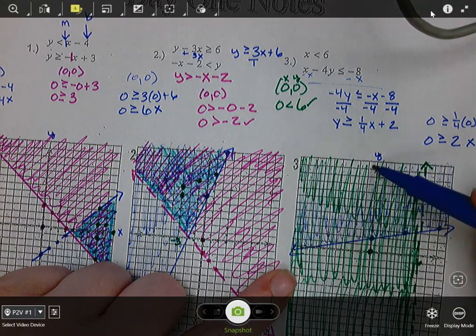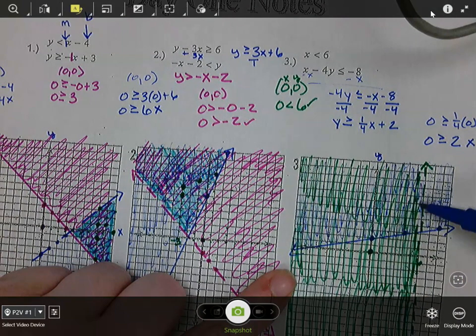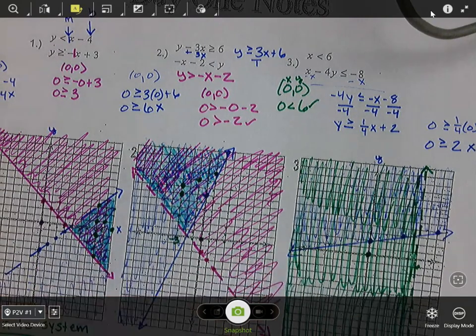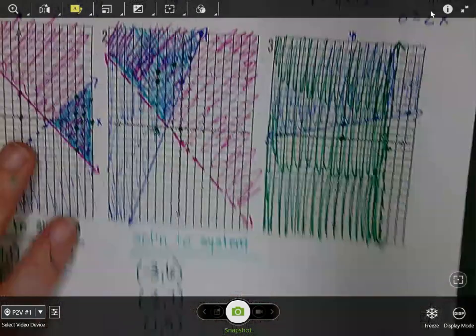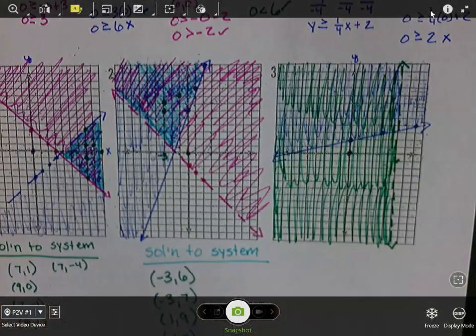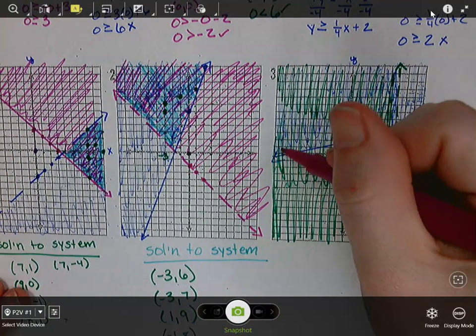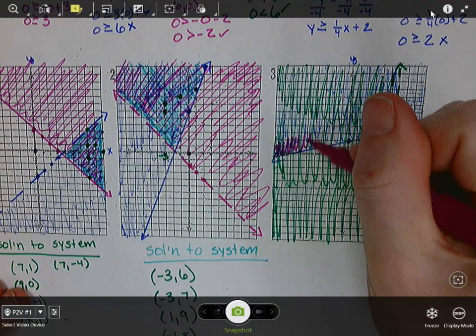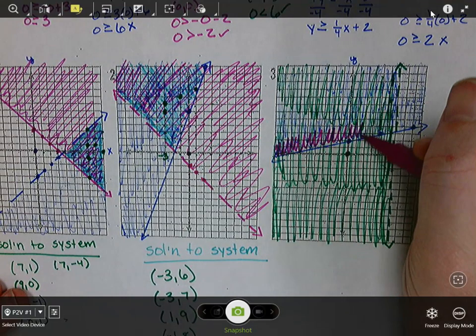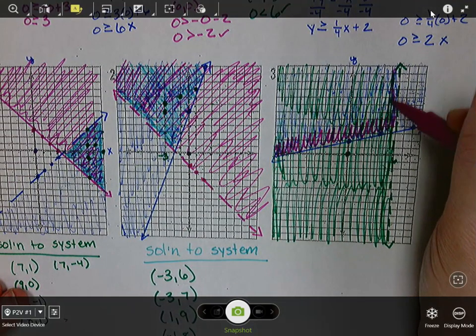Now your solutions are going to be the ordered pairs in the region where it's blue and green. So which region is blue and green? Yep, at the top on the left. So let's color that one in even more with a different color, just so I can tell that this is my solution area.